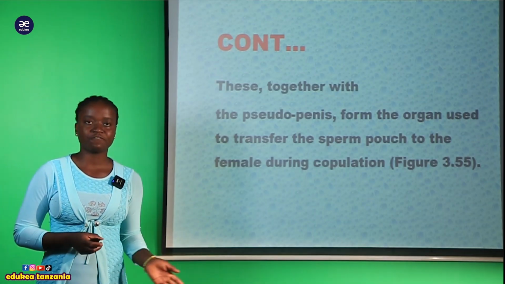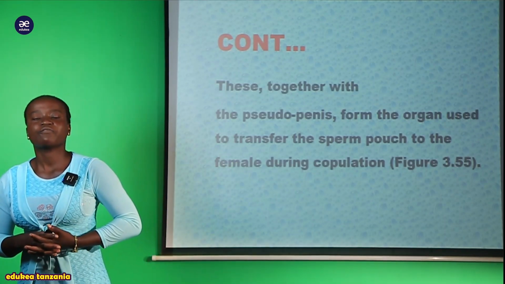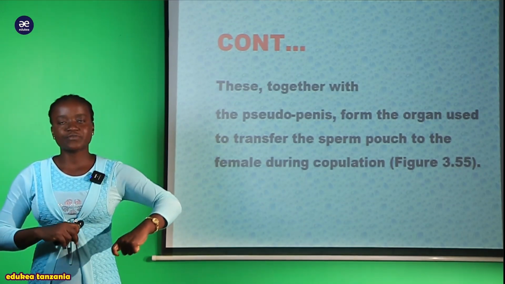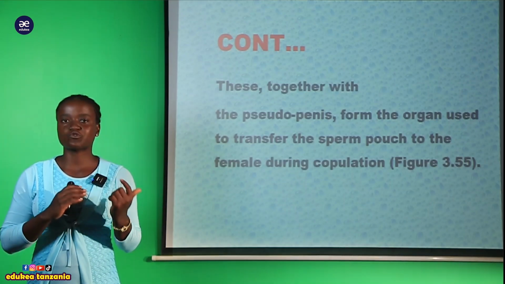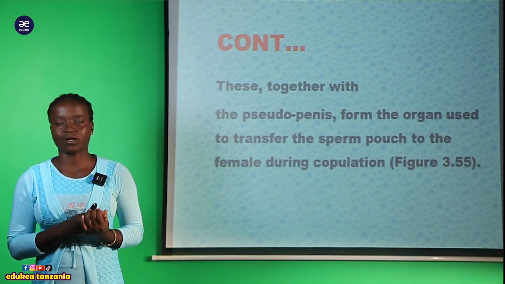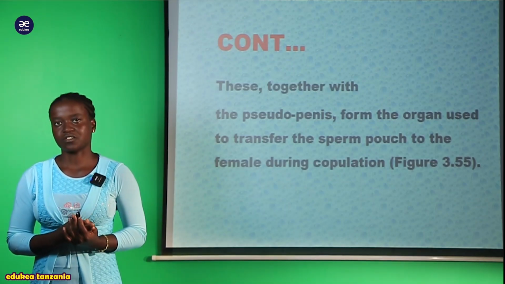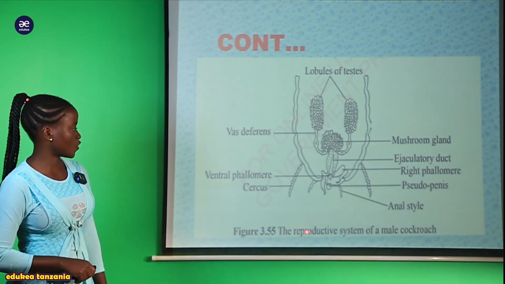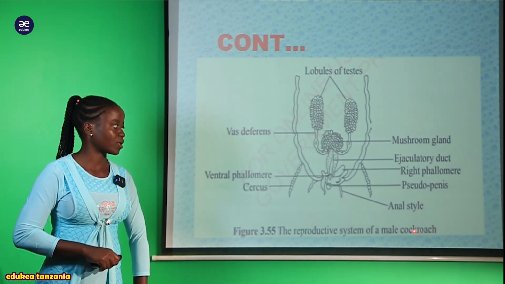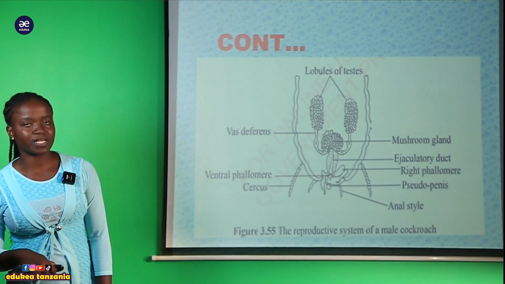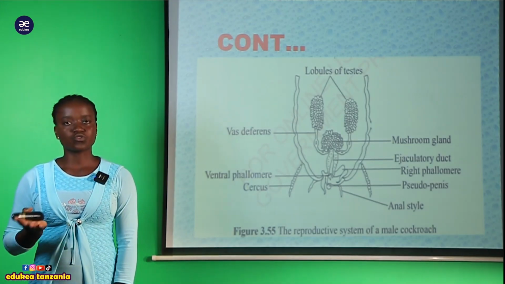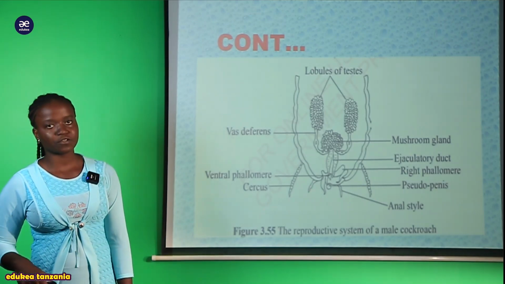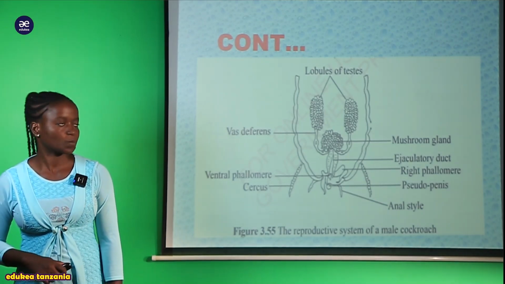So my student, we have already discussed the structure of the male reproductive system. The point to note is that you should know each structure found within the male reproductive system of the cockroach, with its function. Here we are going to discuss this picture, which shows the reproductive system of the male cockroach. If we are told to draw the male reproductive structure of the cockroach, this is it. So you also have to practice so that you can be able to draw.